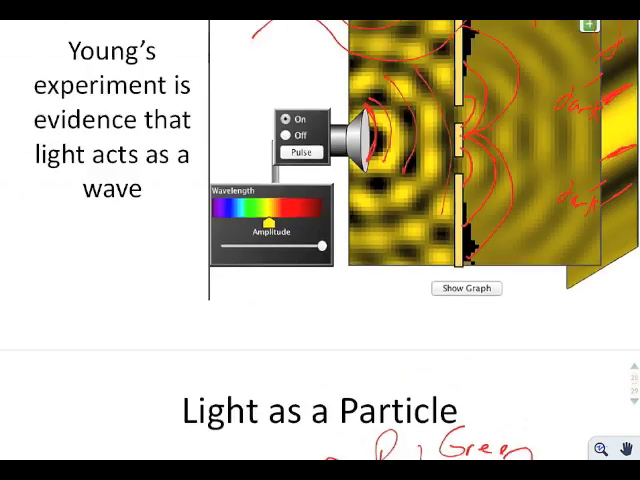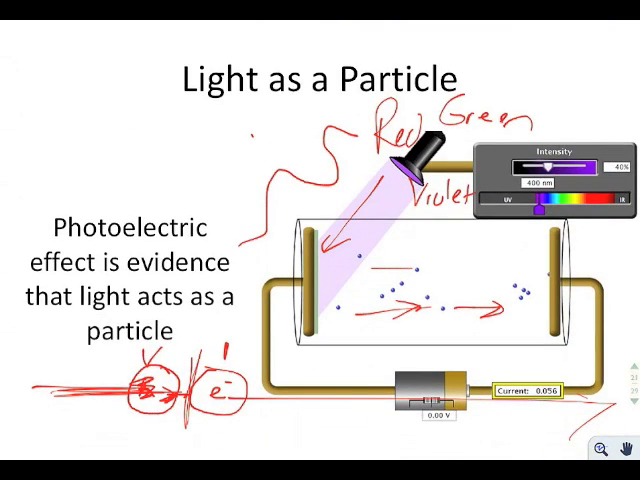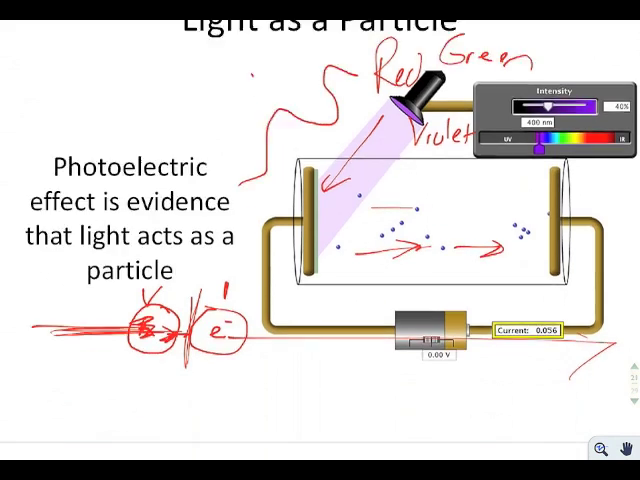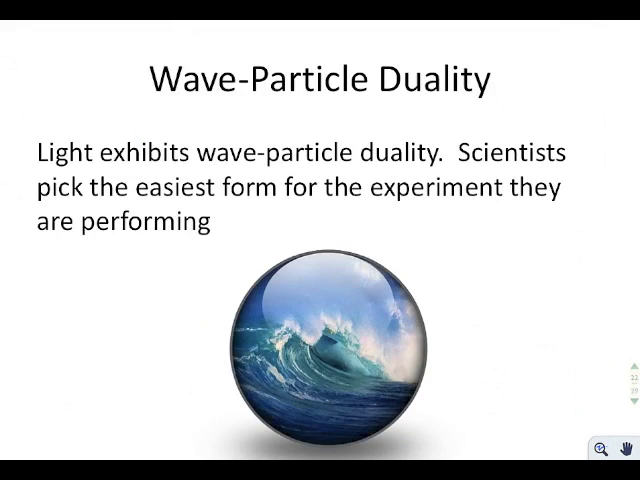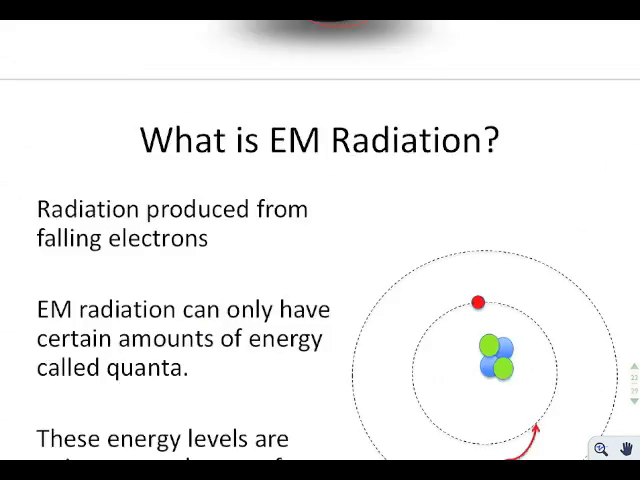So we have one experiment that says light's a wave, and we have another experiment that says light's a particle. So we say light exhibits what we call wave-particle duality. You can see this in this picture. You have a particle, signified by the ball, and then a wave inside of it. So this is wave-particle duality. What you do is you pick the easiest form for the experiment that you're trying to perform. Let's say you're trying to perform something that uses interference. Then you would say light's a wave. If you're trying to say something where light needs to hit something, then light's a particle. It turns out that it's really both, though. And you may learn later that actually everything exhibits wave-particle duality.